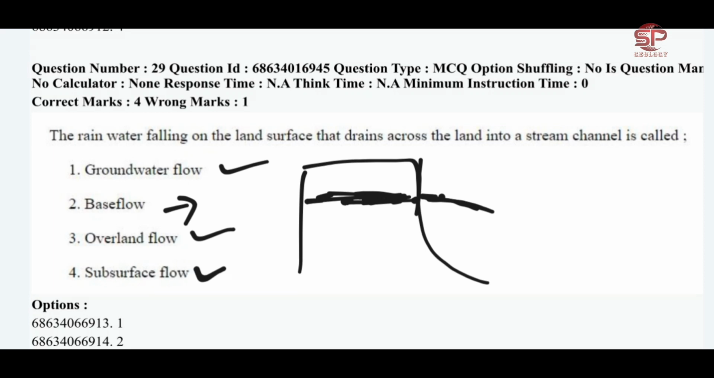You can think of a karst topography region where water flows below the surface and then emerges in another area. The base flow is also called groundwater flow, and you can also say it is dry weather flow. So here the answer will be base flow, but base flow is sometimes called a part of groundwater flow, or dry weather flow.